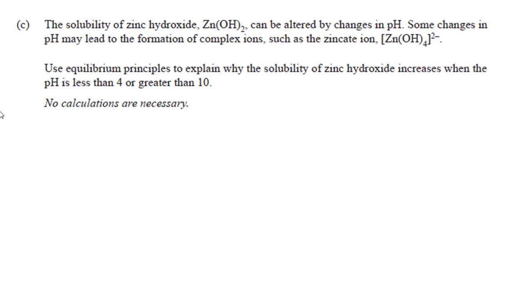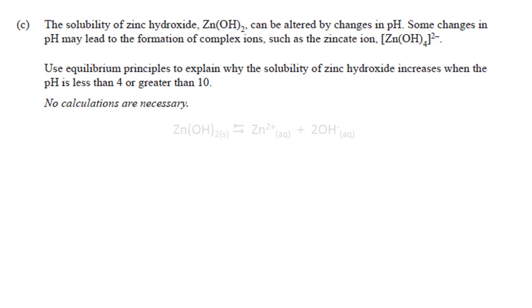This is about solubility, so let's have a read. The solubility of zinc hydroxide can be altered by changes in pH. Some changes in pH may lead to the formation of complex ions such as the zincate ion. Use equilibrium principles to explain why the solubility of zinc hydroxide increases when the pH is less than 4 or greater than 10, and no calculations are necessary.